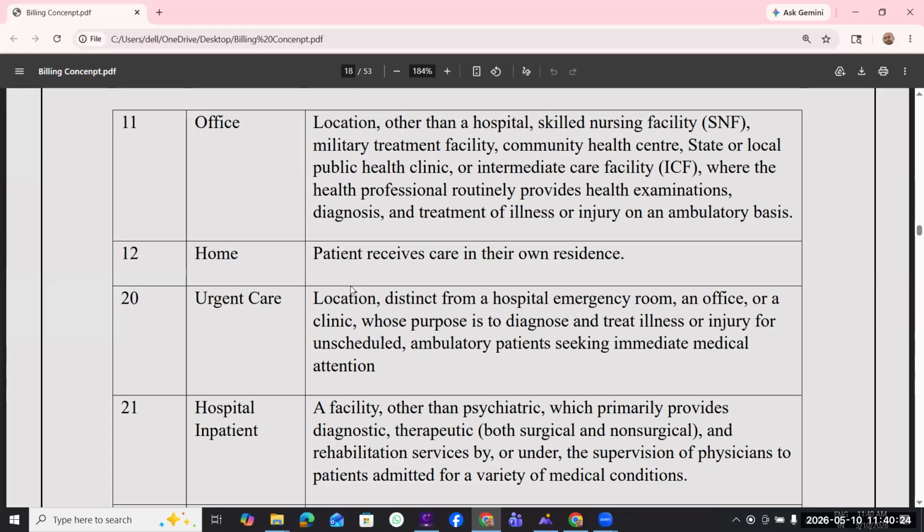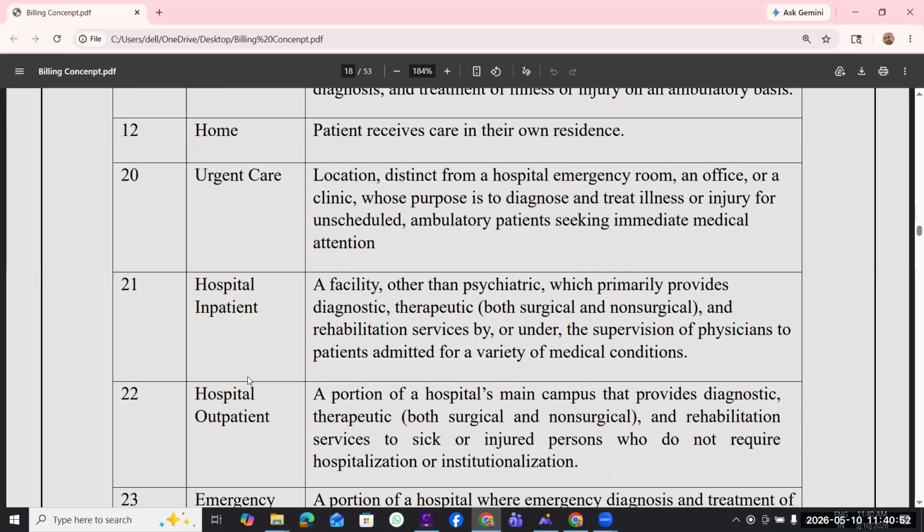12 is home, where the patient receives care in their own residence. At that time we use place of service 12. 20, urgent care, a location distinct from a hospital emergency room, office, or clinic, whose purpose is the diagnosis and treatment of illness or injury for unscheduled ambulatory patients seeking immediate medical attention. At that time we use urgent care, place of service 20.